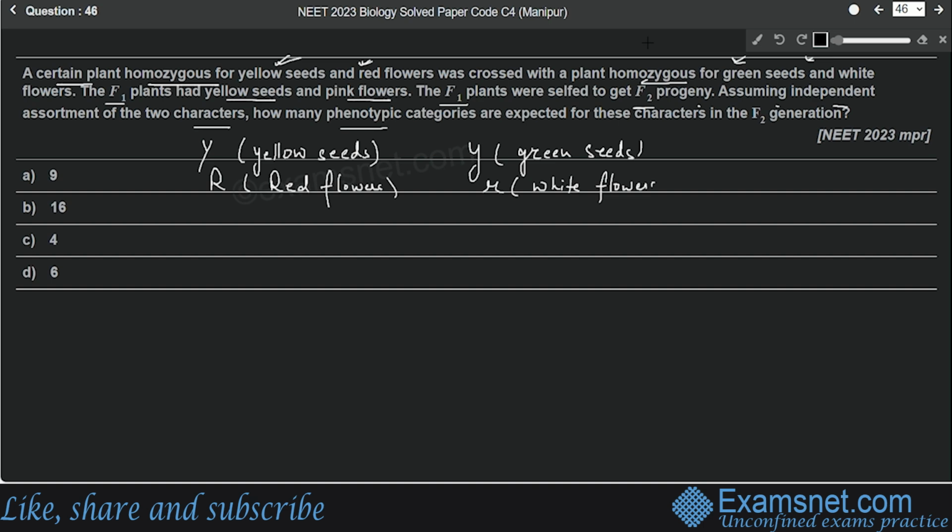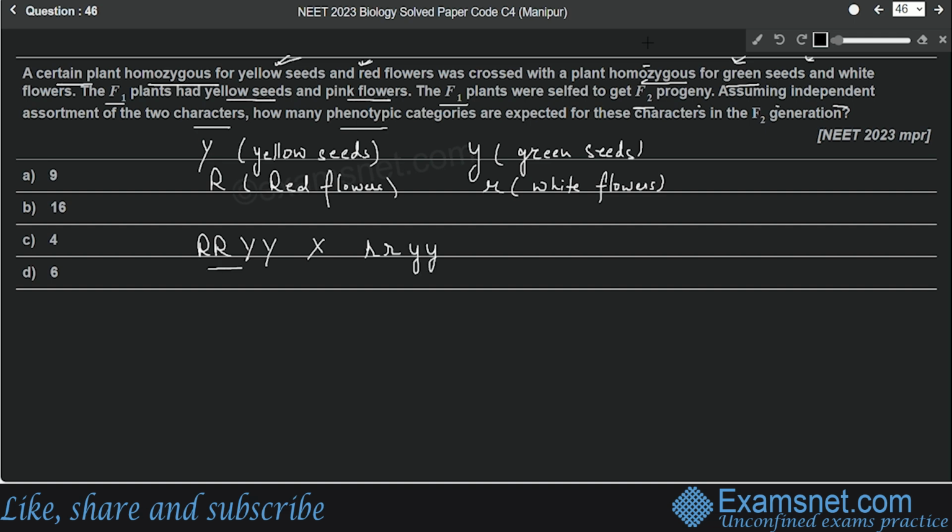Now, according to this question, a certain plant was homozygous for yellow seeds and red flowers. That means capital R, capital R for red flowers, and capital Y, capital Y for yellow seeds. It was crossed with a plant that was homozygous for green seeds and white flowers. So white flowers means small r, small r, and green seeds means small y, small y.